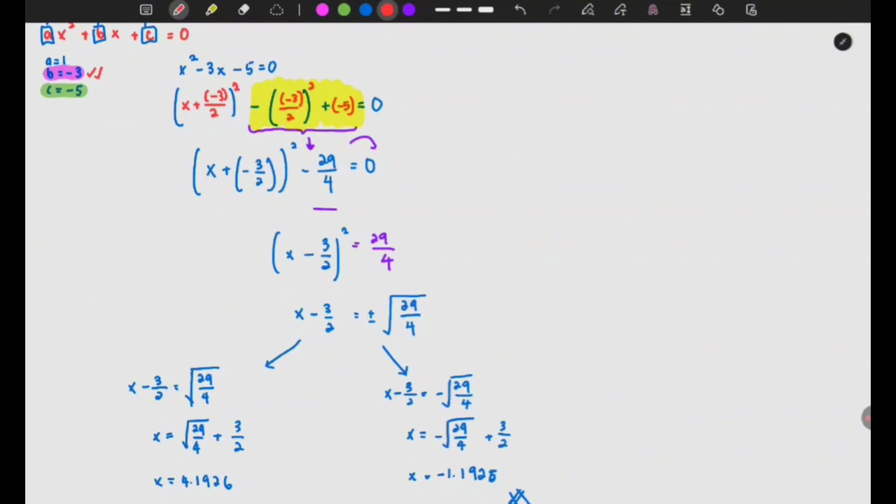So yeah, here you go, we finish with example 1. Now let's go to the next one, example 2.